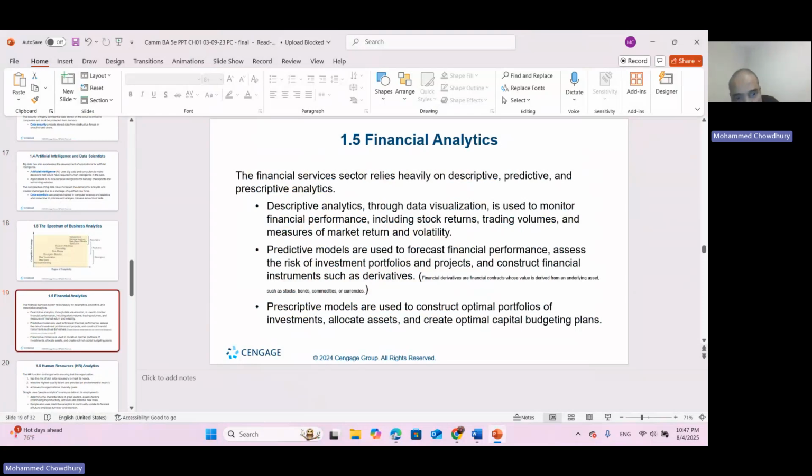Okay, now predictive models are used to forecast financial performance, assess the risks of investment portfolios and projects, and construct financial instruments such as derivatives. Okay, now financial instruments such as derivatives, what does this mean? This means financial derivative means, okay, let me specify what is a financial derivative.